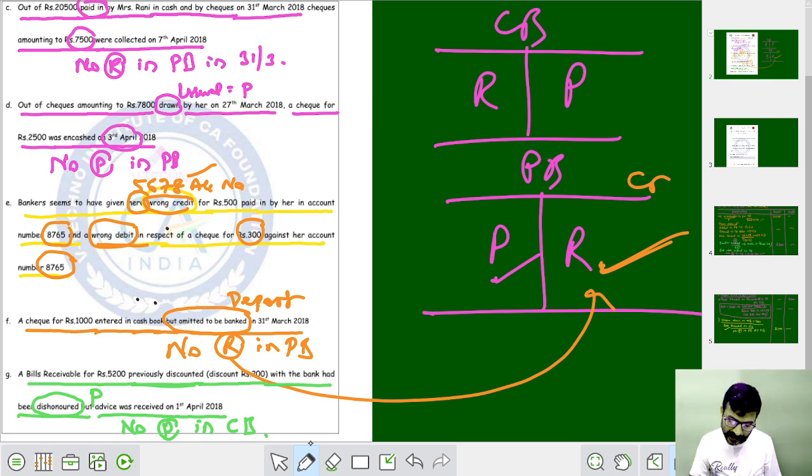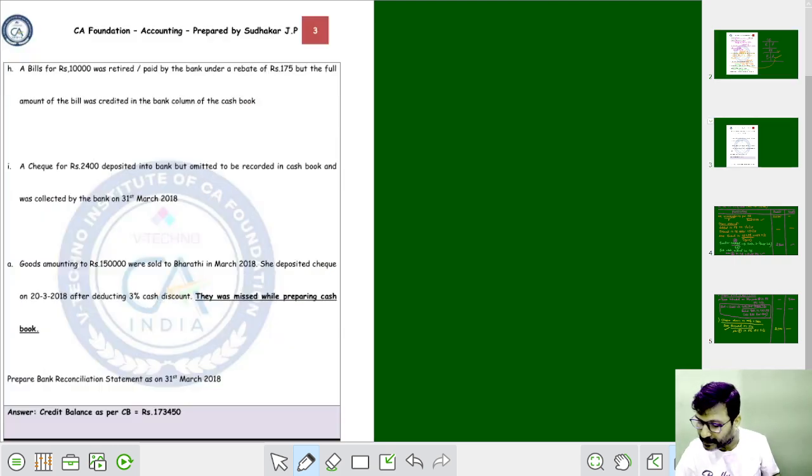How much? This 5200 is your gross amount. This is your discount amount. Discount amount is included in 5200. Okay. So what we have to take? We have to take only the gross amount. If the noting charges were there, we have to include them. Okay. So now we have to write in our notes.